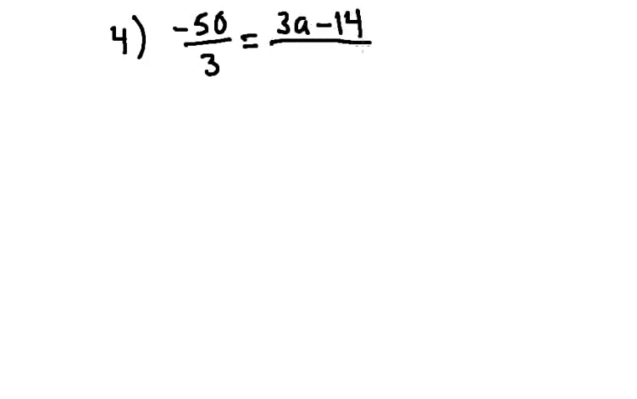Now, let's try solving exercises a little bit more complex. In some cases, we have to do exercises that involve more than one term, like this one: minus 50 divided by 3 equals 3a minus 14, all of that divided by 12. If you notice, in this case, I have two terms on the numerator. So what am I going to do when I multiply?